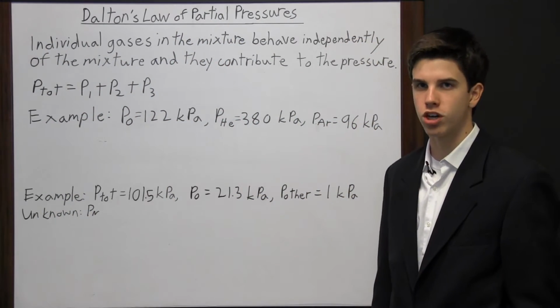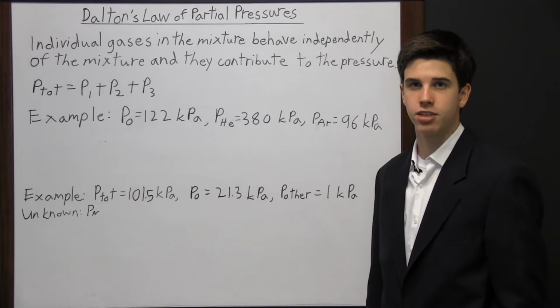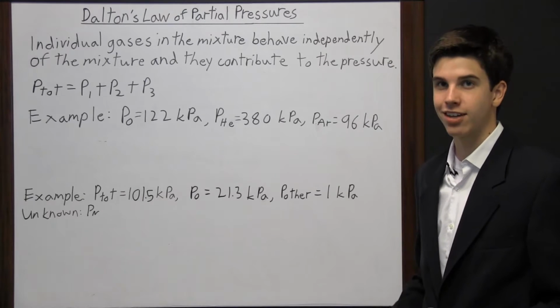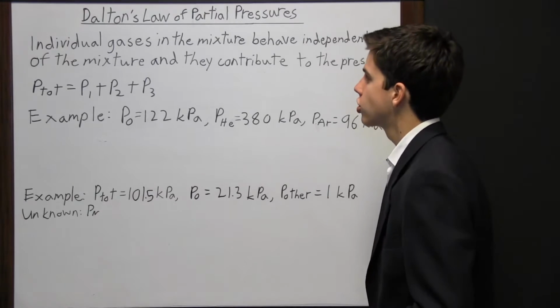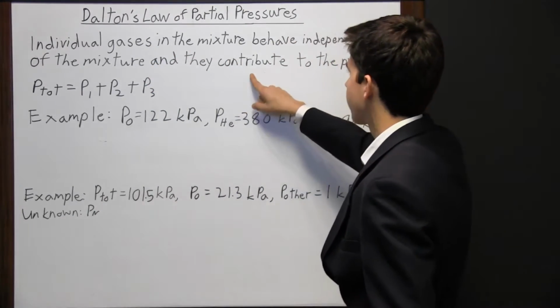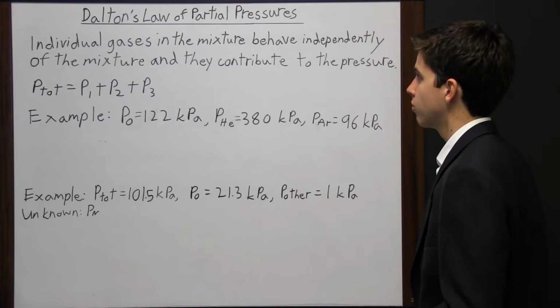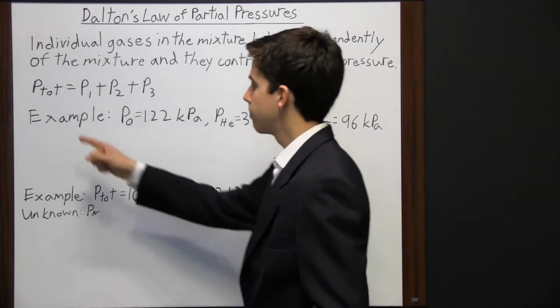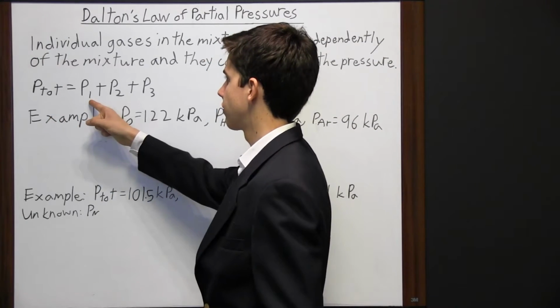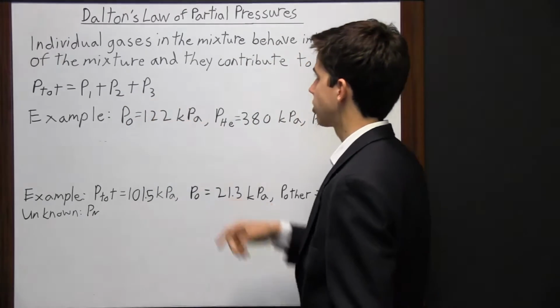Dalton's law of partial pressures shows how to find the total pressure of a gas that is a mixture. Basically, we can say Dalton's law of partial pressures shows that individual gases in the mixture behave independently of the mixture, and they contribute to the pressure. So the equation we use for Dalton's law is P total equals partial pressure of gas 1 plus partial pressure of gas 2 plus partial pressure of gas 3.